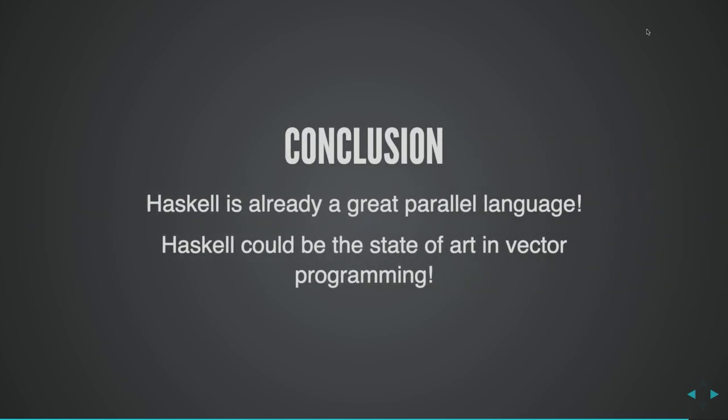Haskell is already a great parallel language, and it could become the state of the art in vector programming, but that depends on what you mean by state of the art. Whenever I was benchmarking any vector code, I tried to benchmark it alongside the C code emitted by LLVM, and it always tends to perform much worse. There were lots of additional moves and loads, and I'm not even sure why those happen. If I hand-edit the assembly and remove some of those moves and loads, it becomes much simpler. So yeah, maybe we should do some research on that and find out.